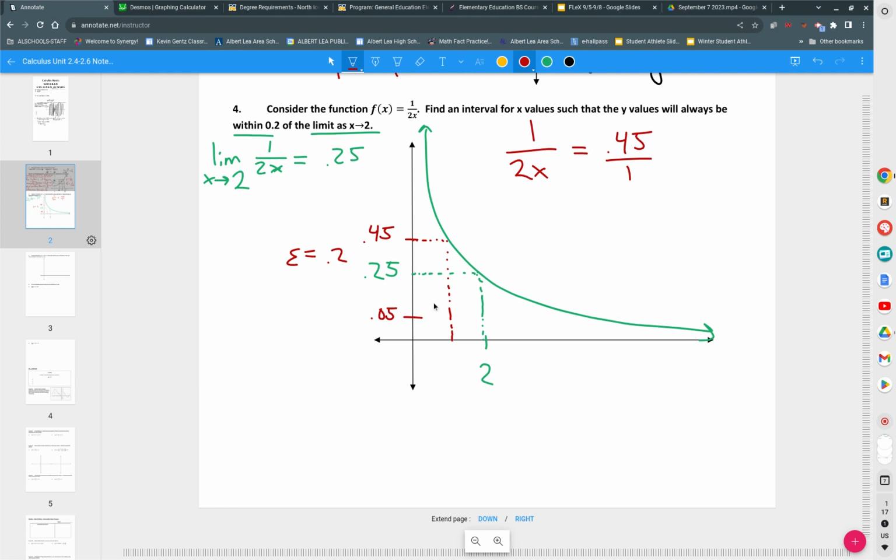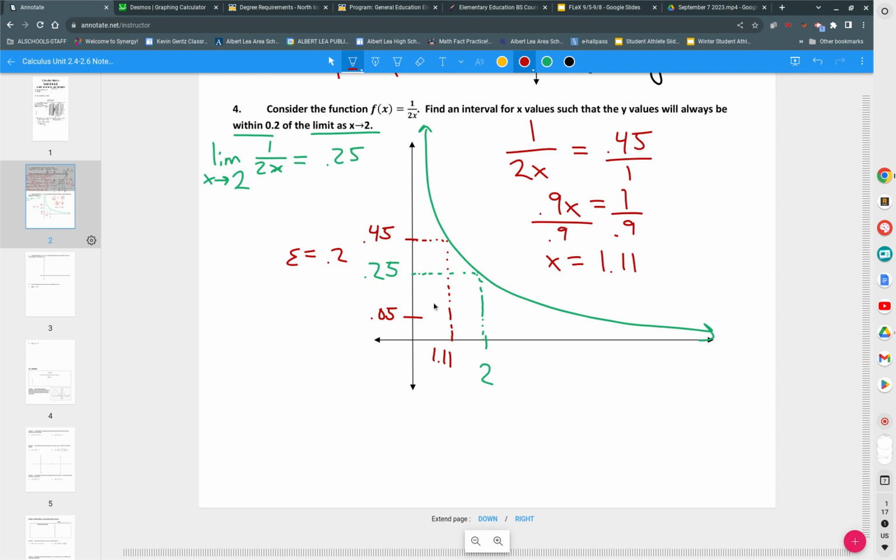Let's solve. 2x times 0.45, 0.9x equals 1. Divide both sides by 0.9. Anybody? 1 divided by 0.9? Can somebody use their calculator since mine doesn't work very well? What's that? 1.1 repeating. 1.1 repeating, very good. So this spot here is 1.11.